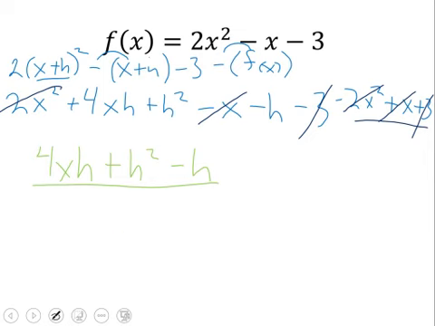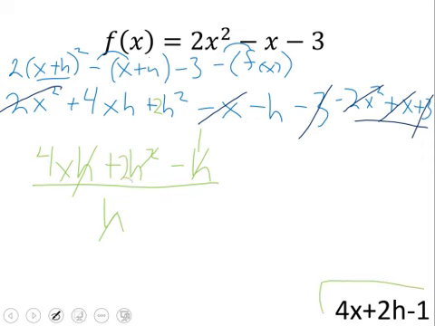And then we divide all that by h. So now you see that we have some things that can be reduced. We have an h in everything on the top. We have an h on the bottom, which means that one of these h's can be reduced, leaving us with our answer of 4x plus 2h. Because this is a 2, there should be a 2 there. 2h minus 1. Okay, and that is our function.